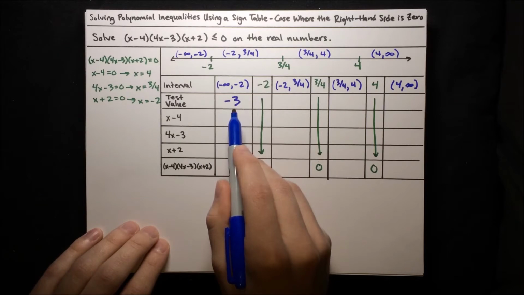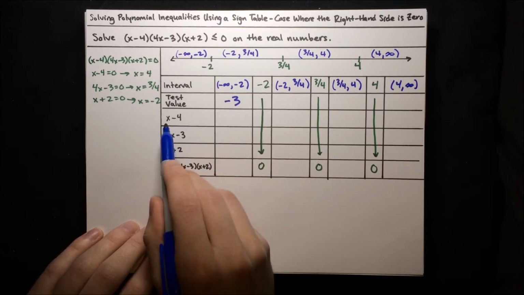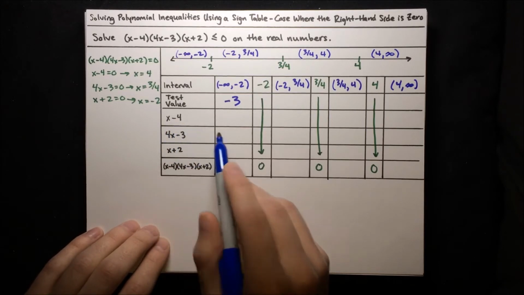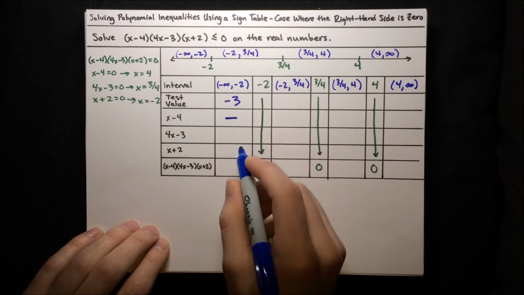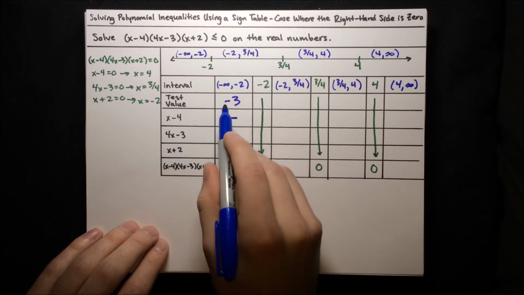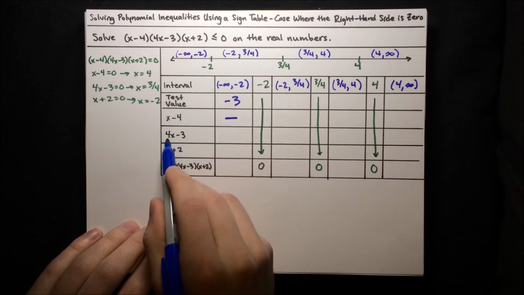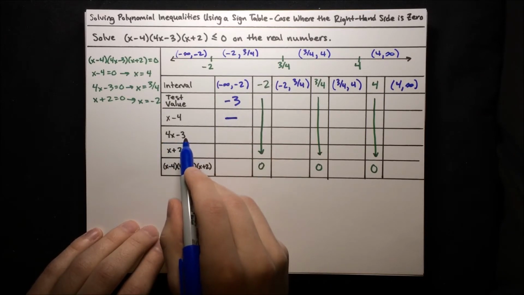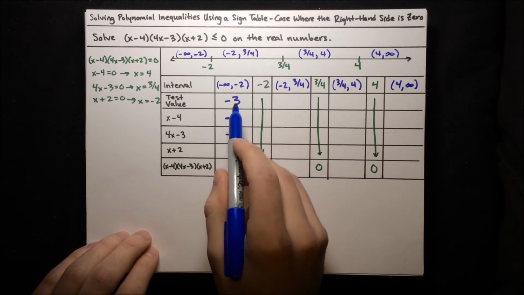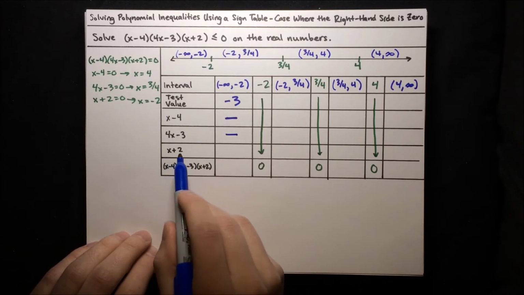So first of all, when we plug in -3 for x in this factor x minus 4, we get -3 minus 4, that's -7, but all we really care about is that's a negative number. And let's do the same thing for 4x minus 3. When we plug in negative 3 there, that's negative 12 minus 3, negative 15. Again, a negative number. And when we plug in negative 3 for x in this last factor, x plus 2, we get negative 3 plus 2, which is negative 1.